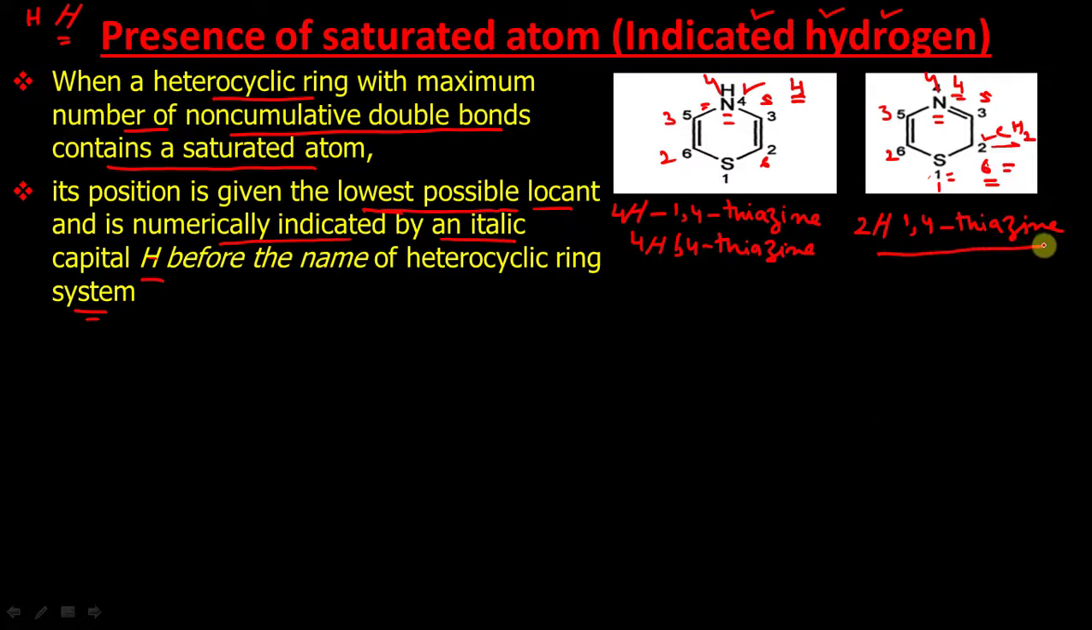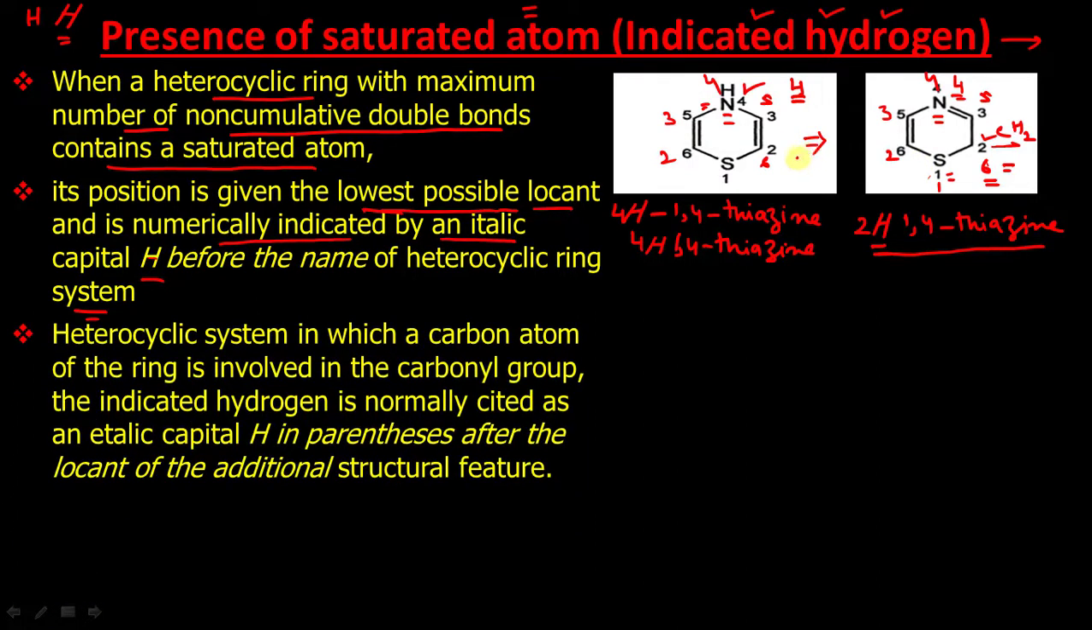So its name was 4H-1,4 thiazine. Its name is 2H-1,4 thiazine. This is called indicated hydrogen. This is used to tell the position of saturated atom in the heterocyclic ring when we have maximum number of non-cumulative double bonds.